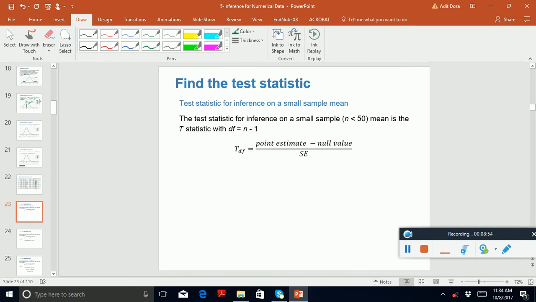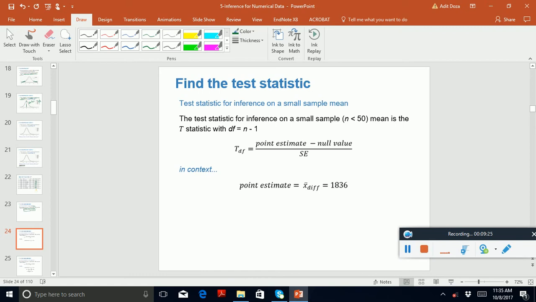To find the t stat, there is a formula: the point estimate minus the null value over the standard error. This is only for a small sample mean, when n is less than 50. And the degrees of freedom, we always say, is n minus 1.